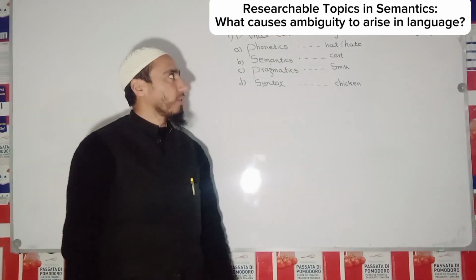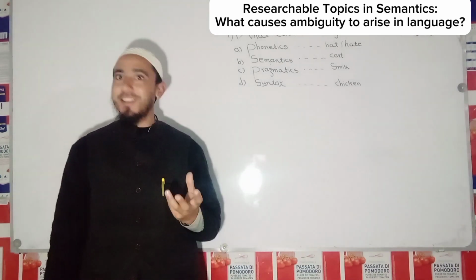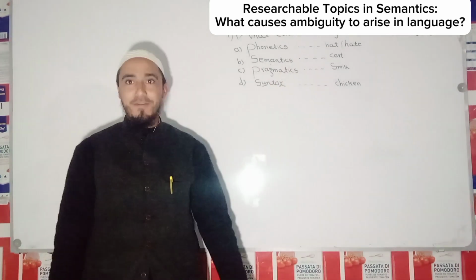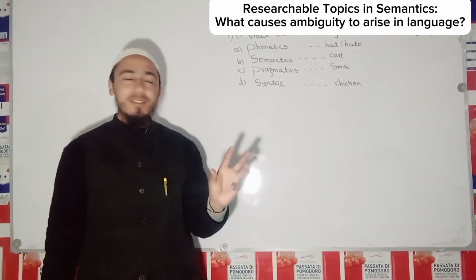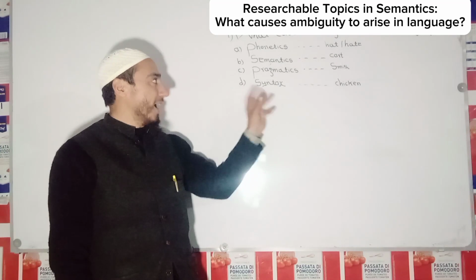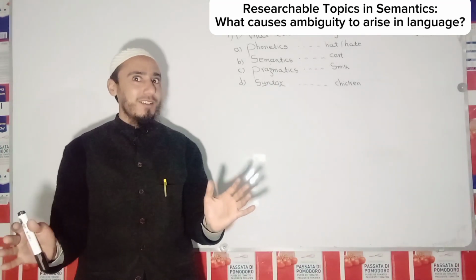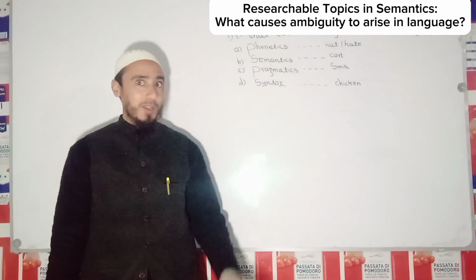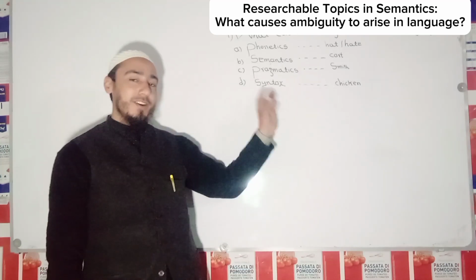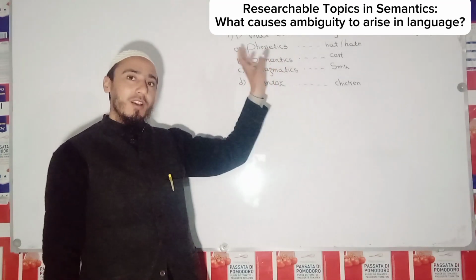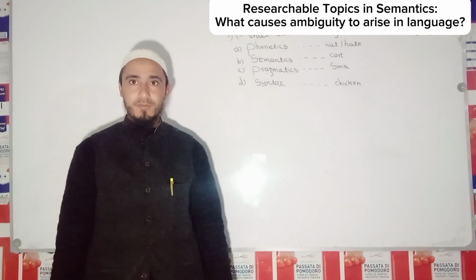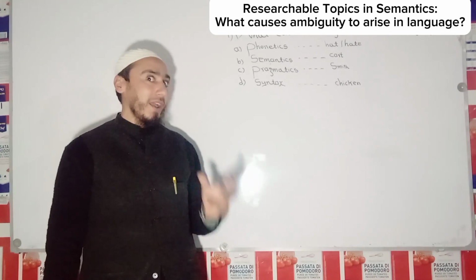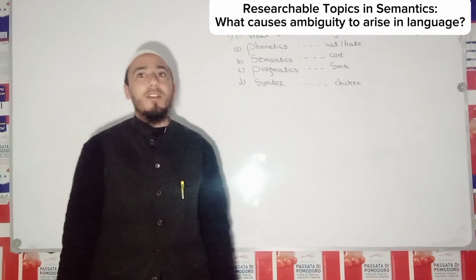What causes ambiguity to arise in language? This is our topic today. What causes ambiguity to arise in language? Listeners and audience, phonetics, semantics, pragmatics, and syntax. These are the main causes which cause ambiguity in language. If you want to know all these in detail, we already covered these topics. However, I'm going to share and discuss these again with examples. There are so many other causes as well. I'm sharing in this the method of how you can further dig into this topic.